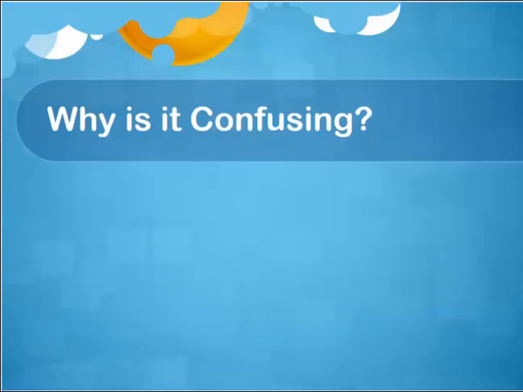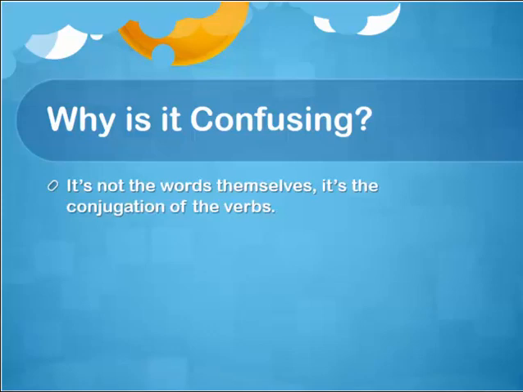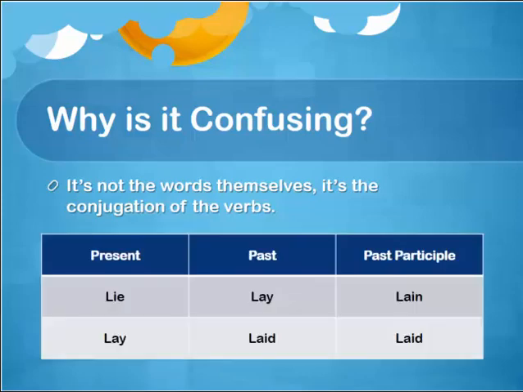So first of all, the big question is, why are these words so confusing? How do we mess these up? Well, it has to do with the fact that when we conjugate the words, so we look at the past tense versus the present tense versus the past participle and the present participle, that's where it gets confusing.